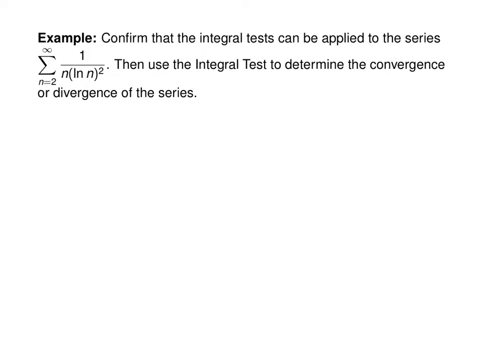Alright, let's confirm the integral test applies to this function. So this series is a little bit different because it begins at 2. And one reason it has to start at 2 is if it had begun at 1, you would have had an ln of 1 in the denominator, and an ln of 1 is 0. Your first term would have been undefined. So f of x, we'll define f of x as 1 over x times ln of x squared. And this is continuous and positive so long as x is bigger than or equal to 2. We're all good.